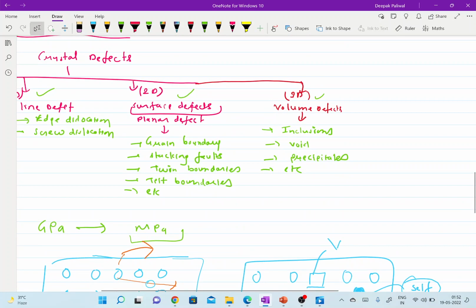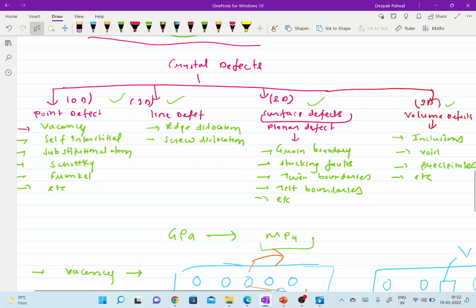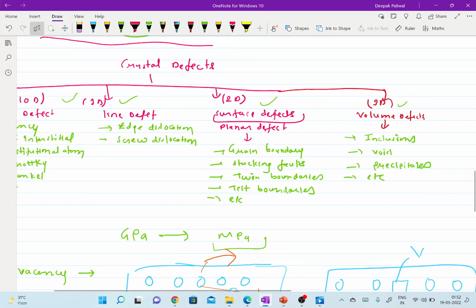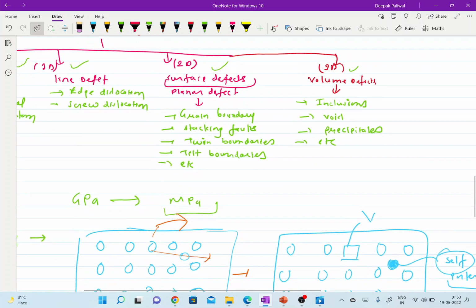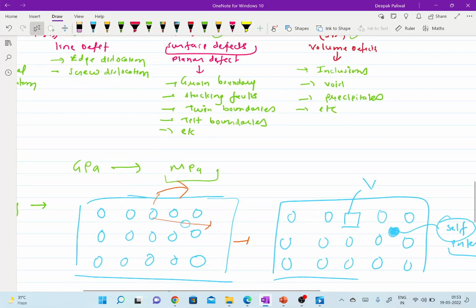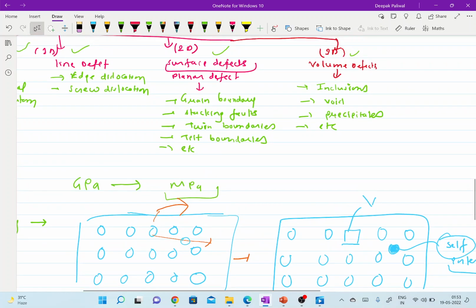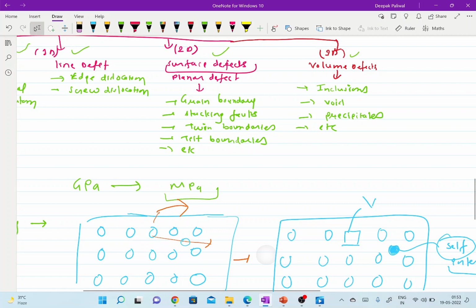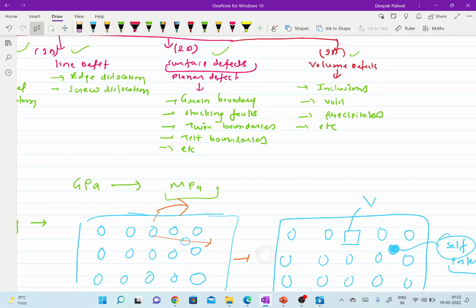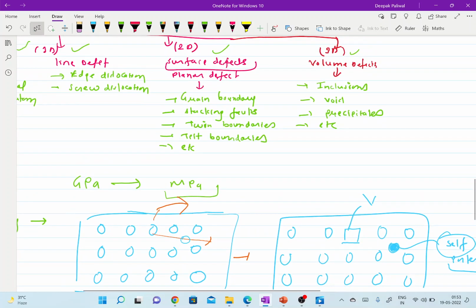So this is the discussion about the point defect. Now we will discuss the surface defects. We will study the line defects in very much detail, because our whole discussion in this course is related to dislocation only, how the deformation of a material takes place, and for the deformation, the dislocation plays a very important role. So we will discuss the line defects in great detail.